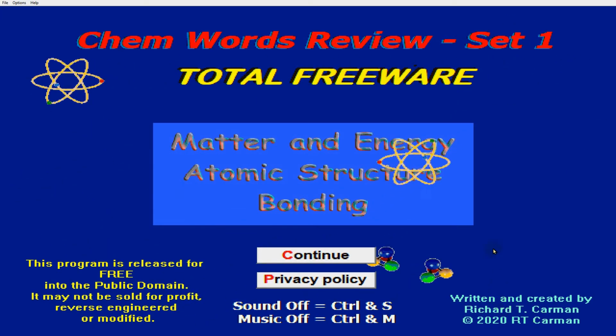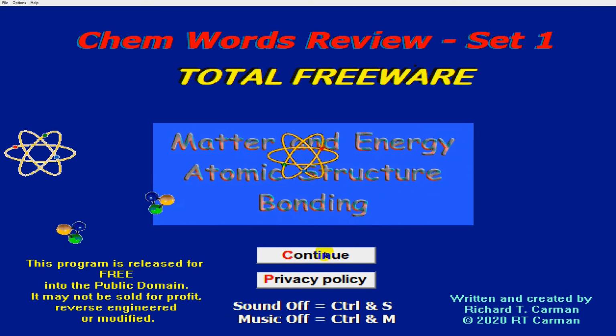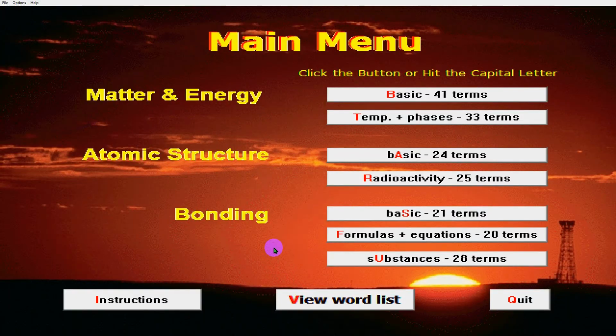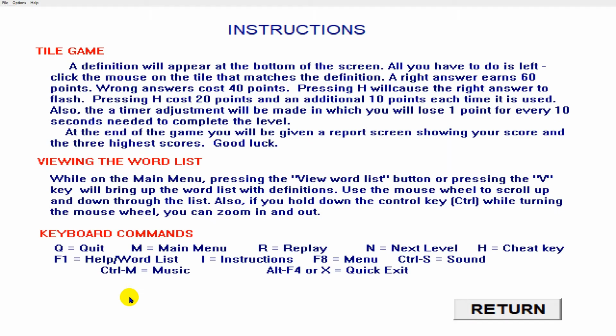Alrighty, so let's continue on here. Okay, first we'll take a look at the instructions, and essentially what will happen in the game: a definition will appear at the bottom of the screen. Then you have to left click on one of the tiles. All the tiles will be arranged up above that, and you click on a tile, you get 60 points for a right answer. A wrong answer will cost 40 points. Your score, by the way, cannot go below 0.